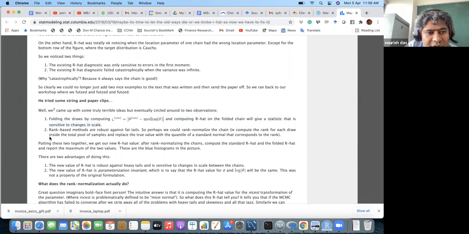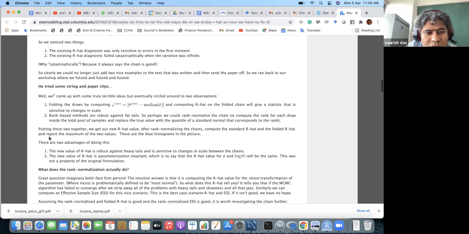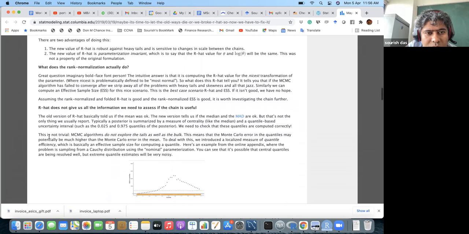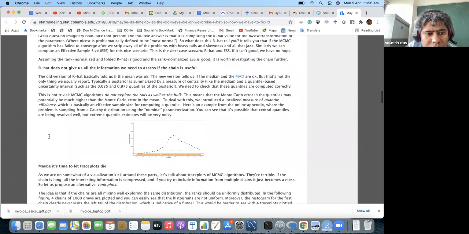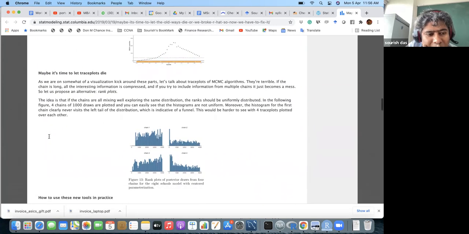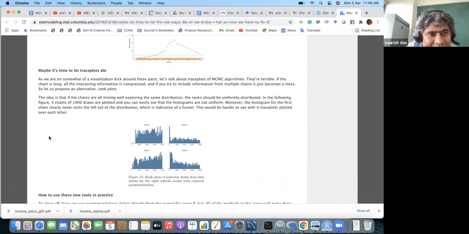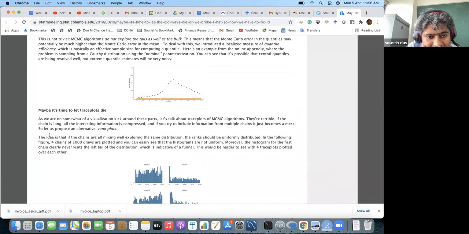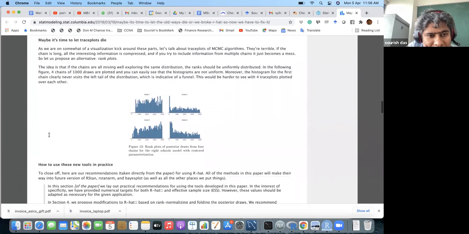Rank-based methods are robust against fat tails, so perhaps rank normalize the chain. Yes, we could compute the rank for each draw inside the total pool. Putting these together, we get our new R-hat values after rank. He's suggesting that instead of trace plots, we should look into rank plots. If this happens, this will be a major shift in the practice of MCMC.